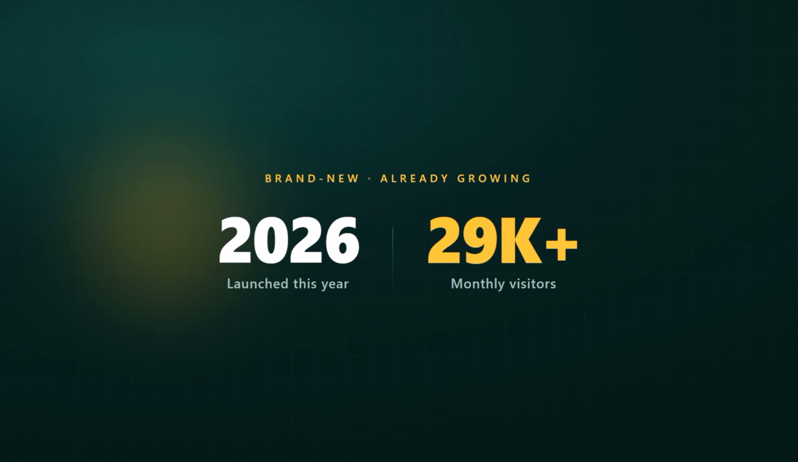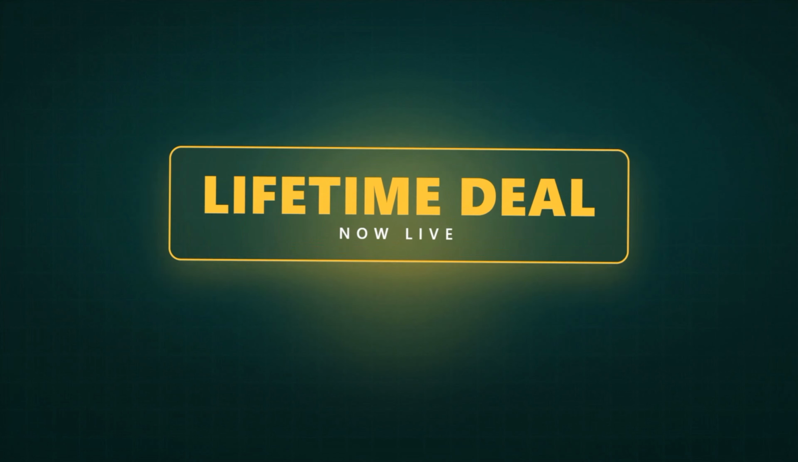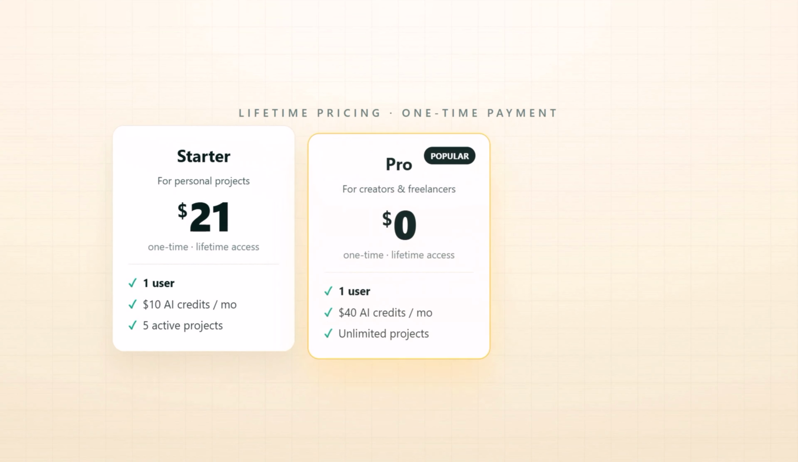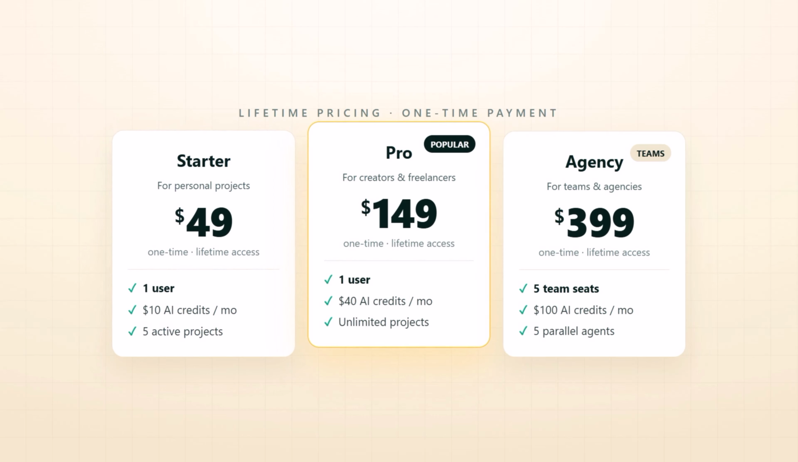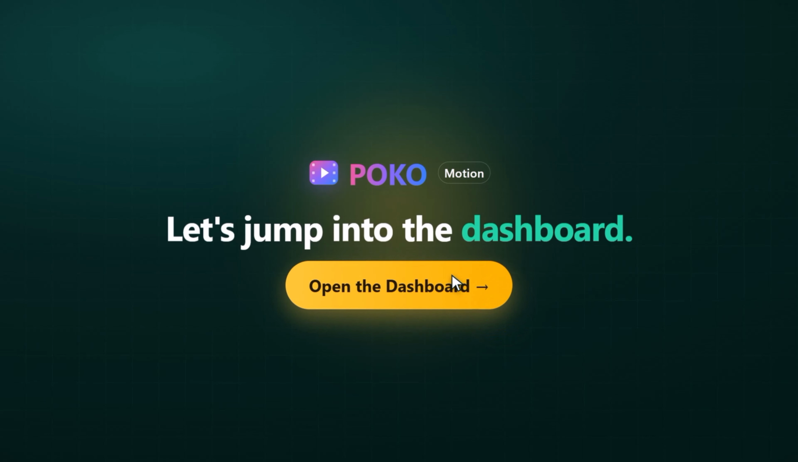Launched in 2026, it's already drawing tens of thousands of visitors a month. Reviews sit at a perfect 5 out of 5. People love how fast and private it feels. And right now, it's a lifetime deal. One payment, access forever. Starter's $49 for one user, Pro is $149, and Agency is $399 with 5 seats and bigger monthly credits. Now let's jump into the dashboard and check this software out.